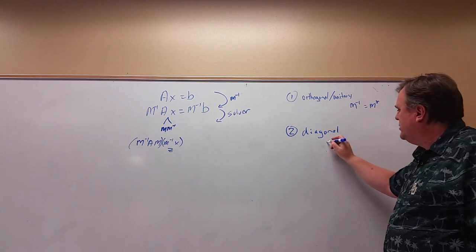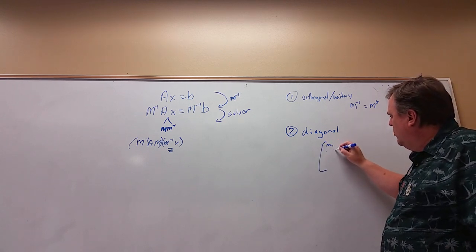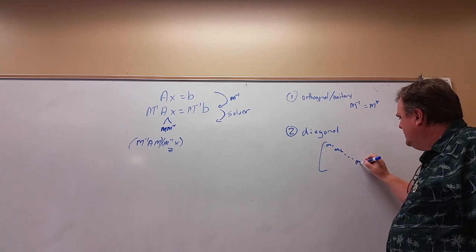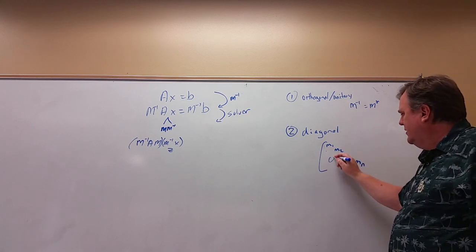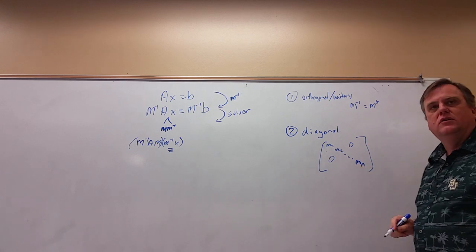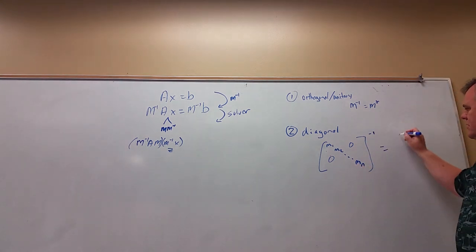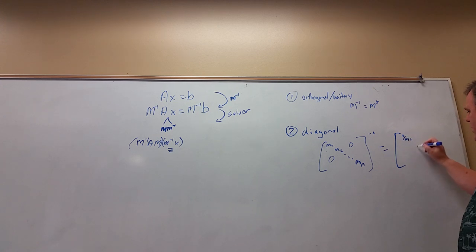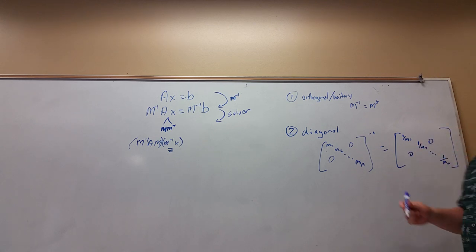So, if my original one is M1, M2, all the way down to element Mn, and it's 0 off the diagonal, right? The inverse of that is 1 over M1, 1 over M2, down to 1 over Mn. Inverse for diagonal matrices are stupidly easy to calculate. You just invert the diagonal. Leave the rest of the thing 0. That's pretty nice. So that's easy to calculate.